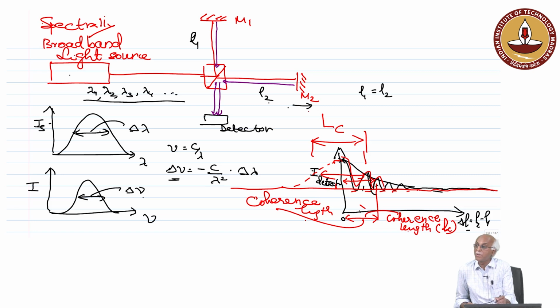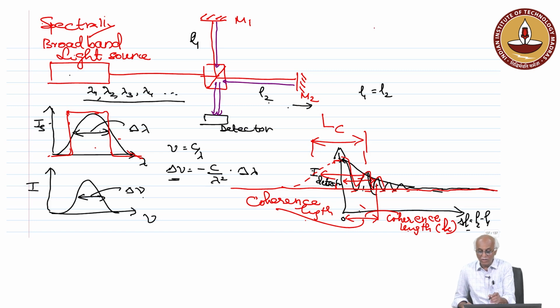Now, how to estimate this coherence length approximately? It depends upon the spectral distribution. If the spectral distribution is Gaussian in nature, the coherence length will be different. If it is a flat top distribution, a light source with a spectral width, then it is slightly different. Generally, for most light sources, we take a Gaussian distribution. Then how do we estimate it?